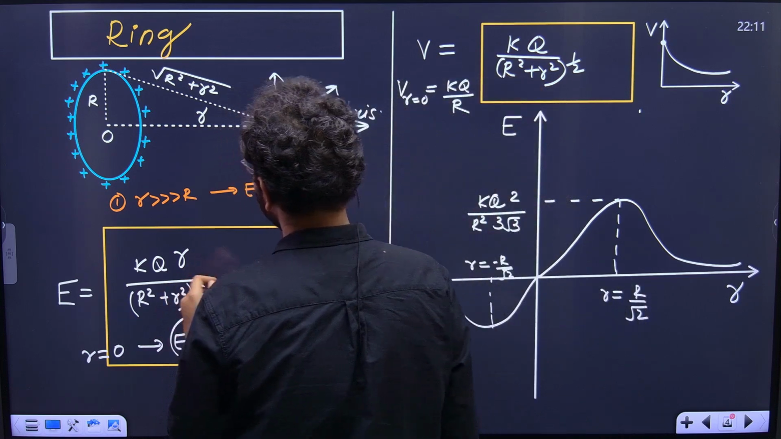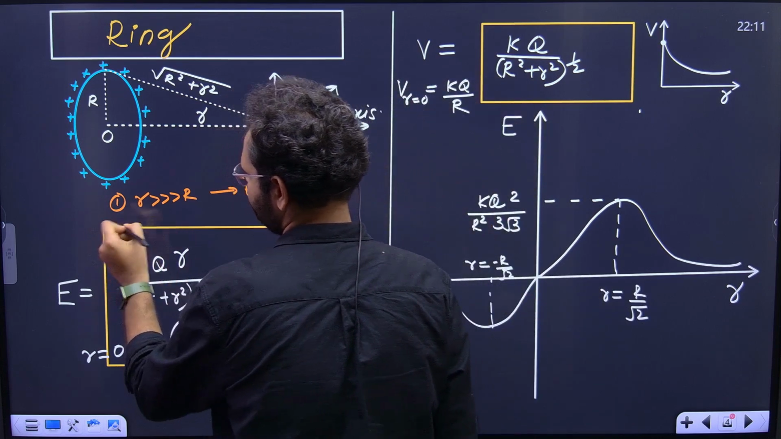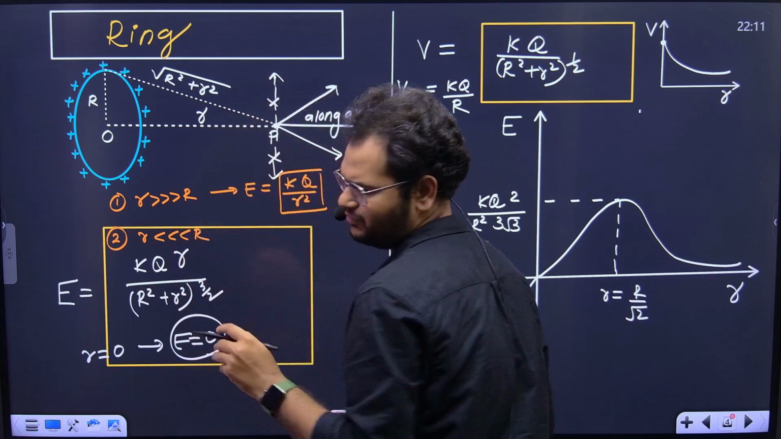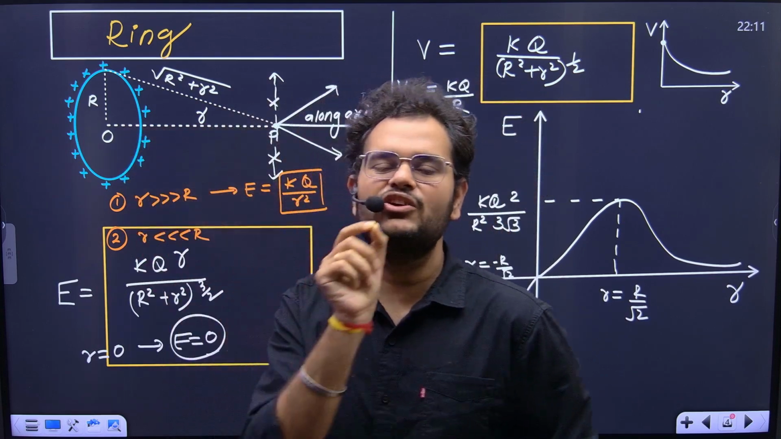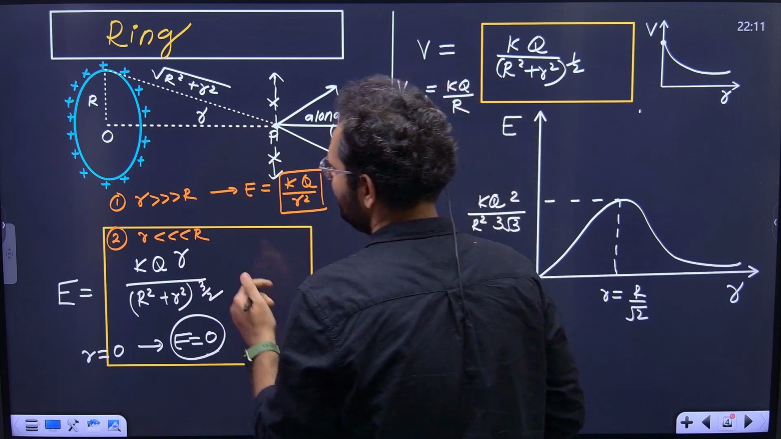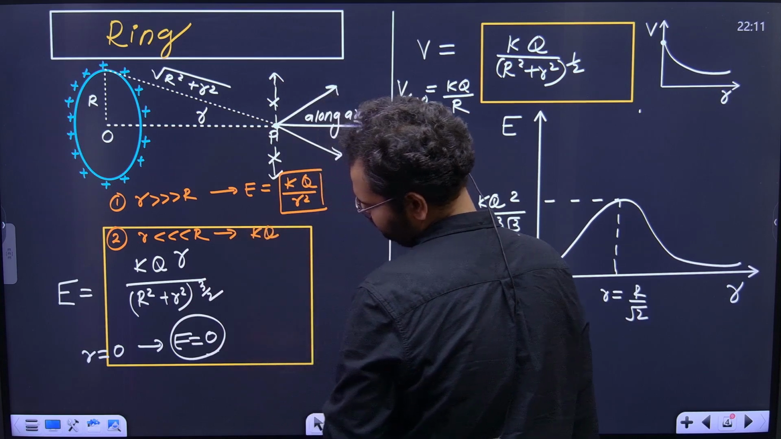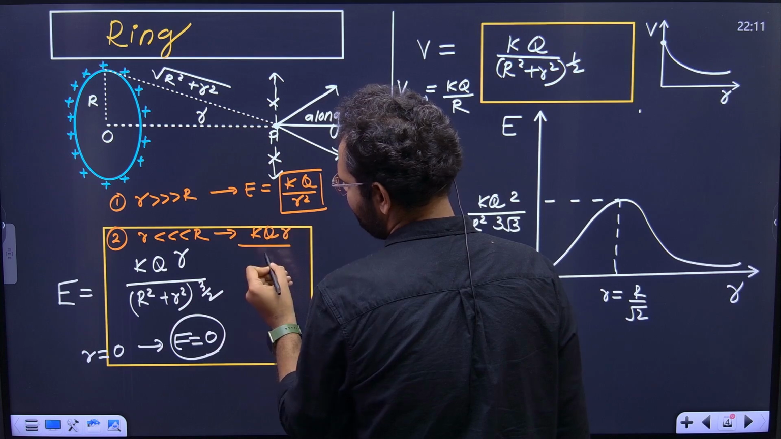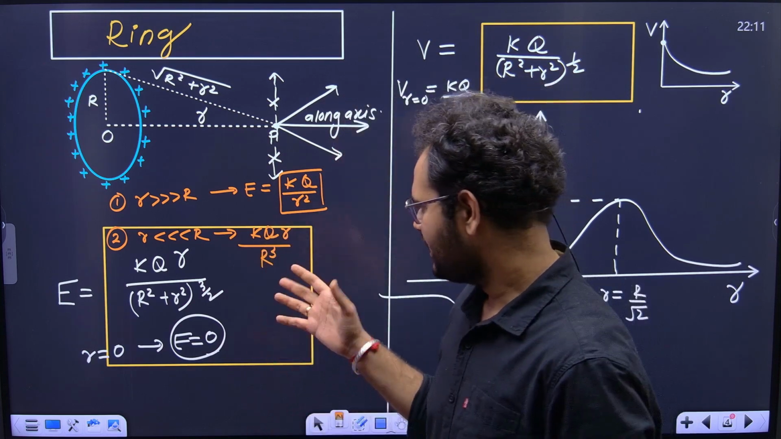Second case: if small r is less than capital R, that means the point P comes very near to the ring, very near to the center. Then the formula will be kQ r divided by R cube. This is not something that I have learned by heart.